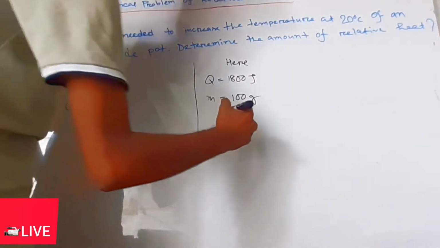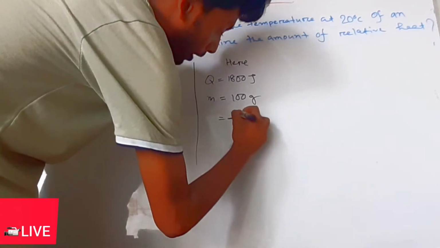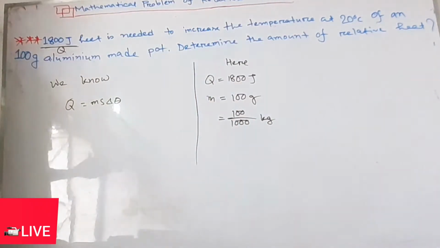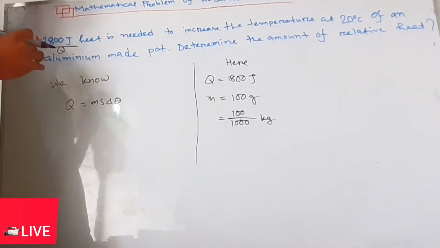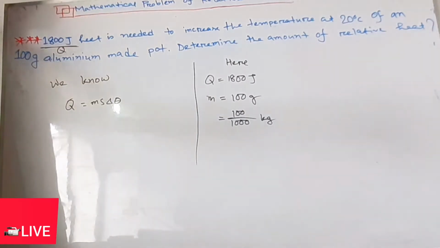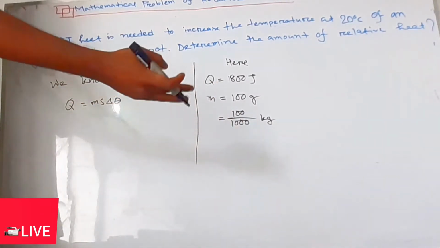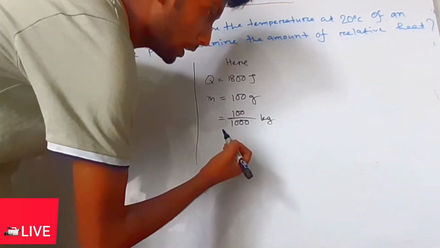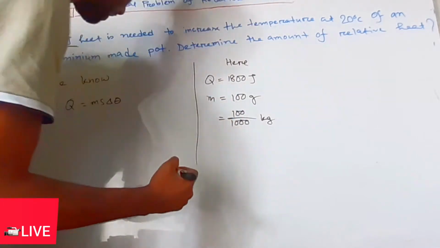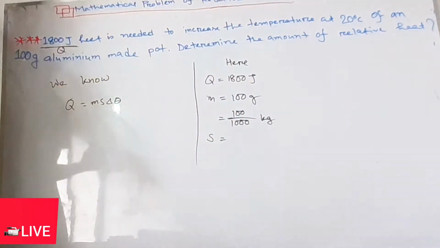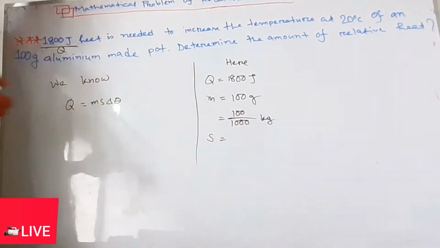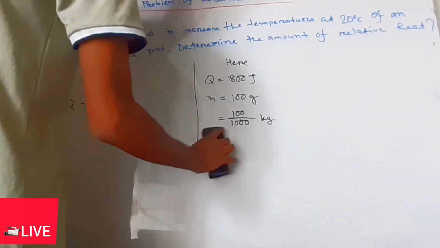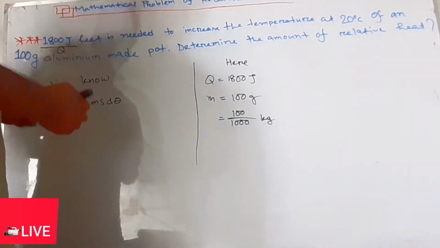Now we are converting it into kilogram. 100 divided by 1000 kg. If we want to convert gram to kilogram, then we need to divide it by 1000. Then it can be converted. Okay? We have already finished the conversion. Q, m, and s. We don't have s now, so we'll write it at the last portion of the data. So I am erasing it.